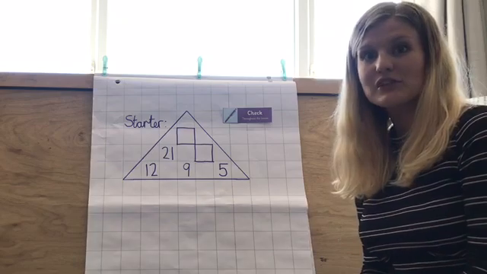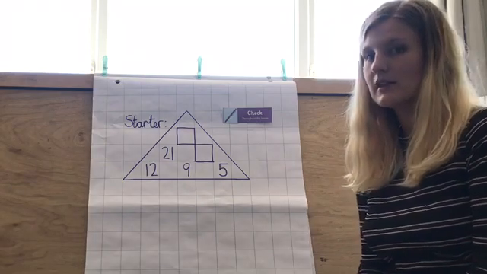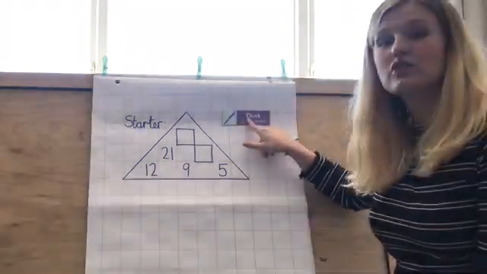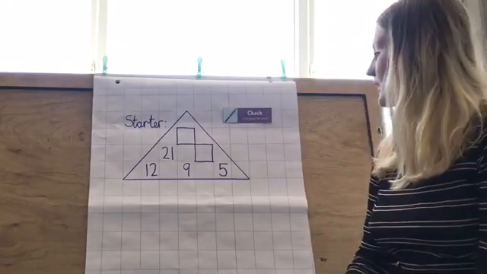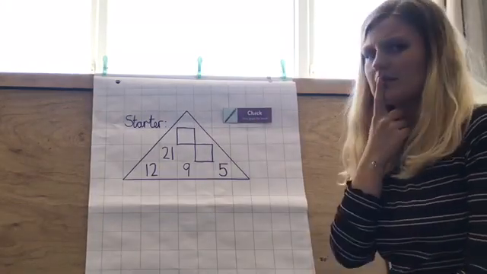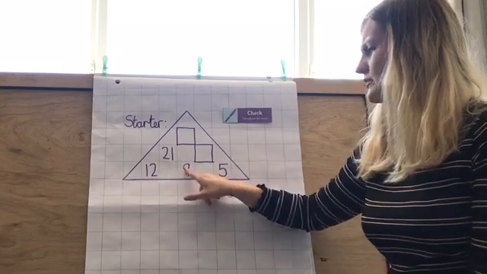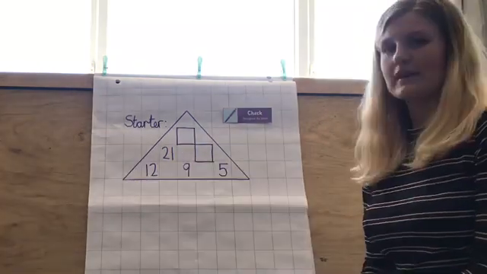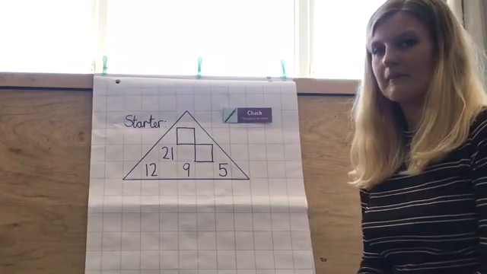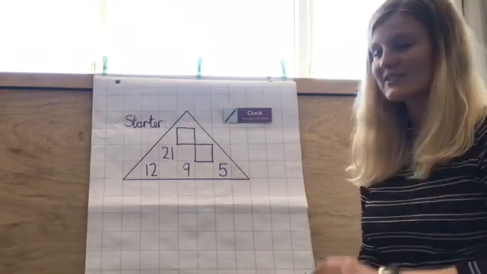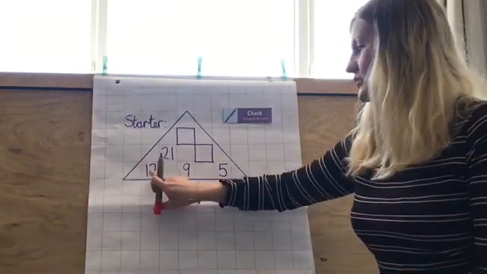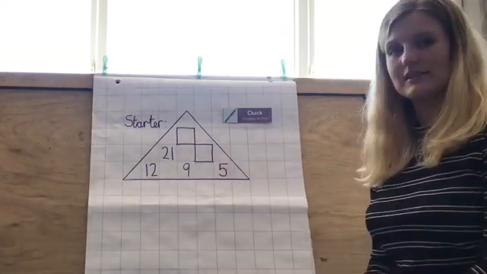Okay, I hope you all enjoyed having a go at that problem solving puzzle. Now we are going to check together. Okay? Now, the first thing we could have done was think 12 and 9. How do those 2 numbers make 21? What do we have to do to them? Yes, you're right, we have to add them together. 12 add 9 is 21.